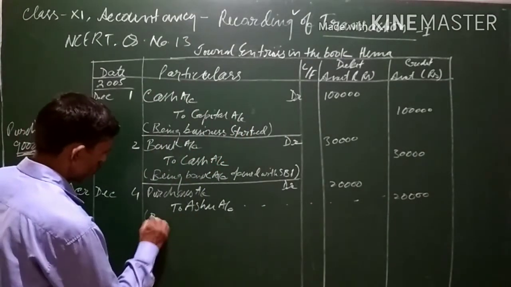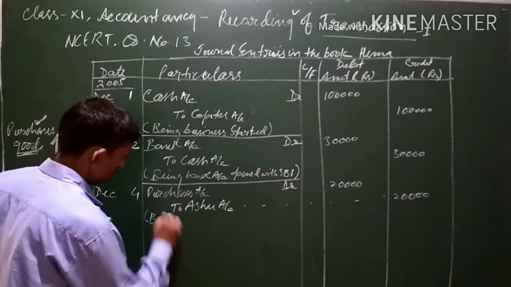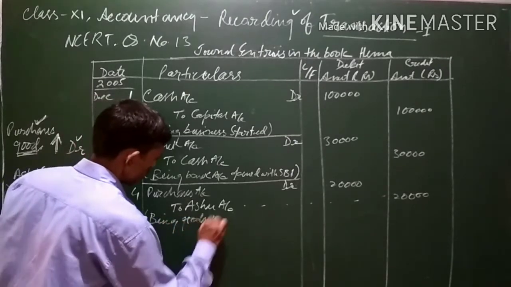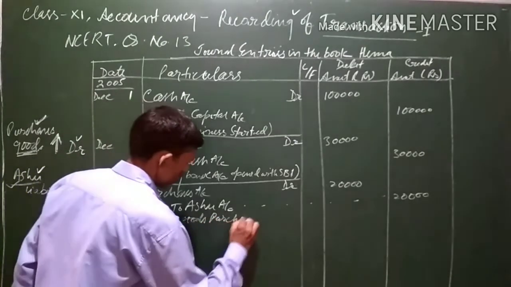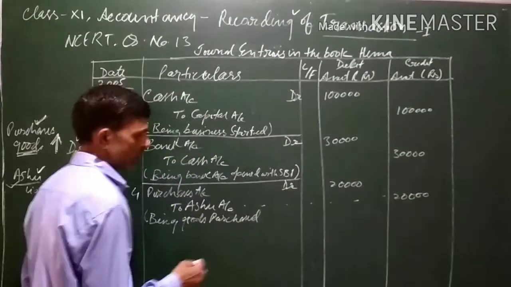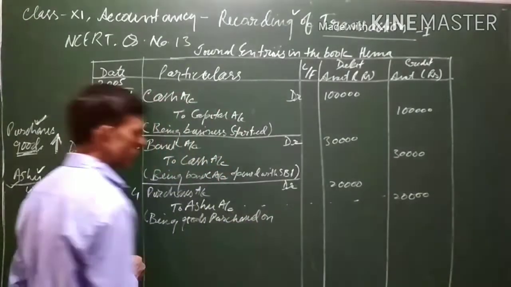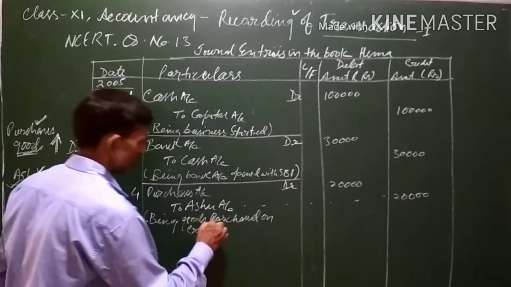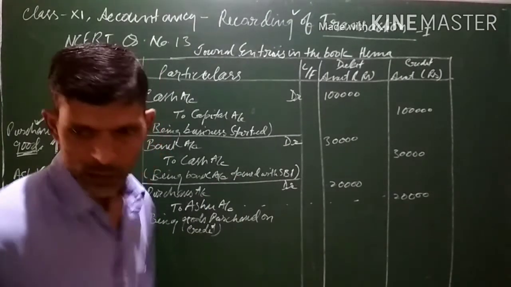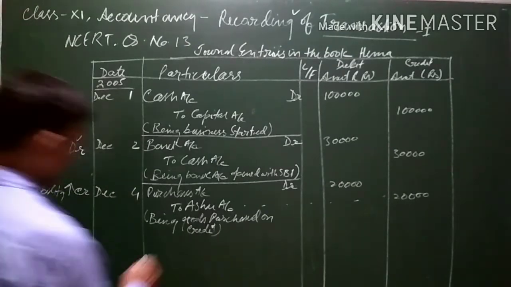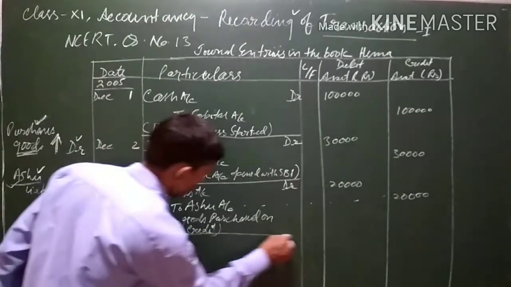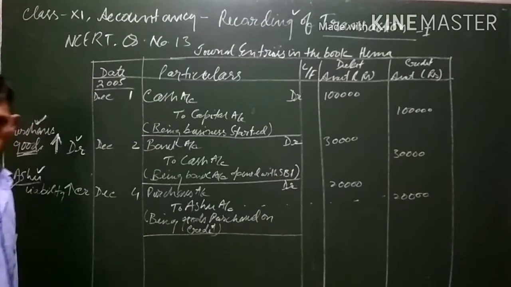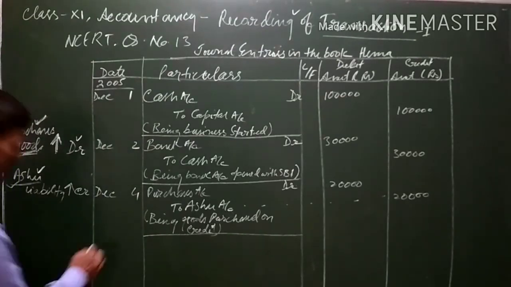Narration we will be writing: being goods purchased. On credit also you can write here in the narration because it is a credit purchase also: being goods purchased on credit. Now next, after the narration we can draw one line. Next is on December 6.